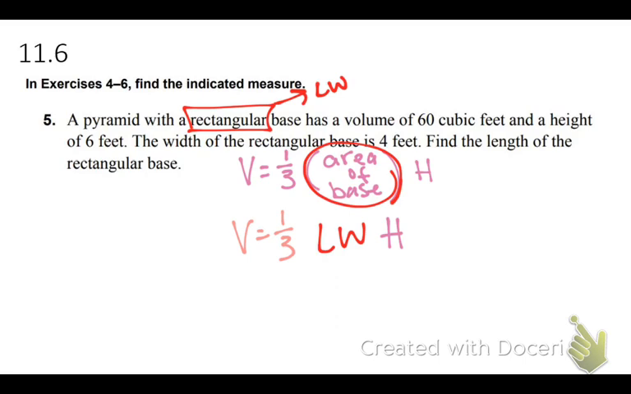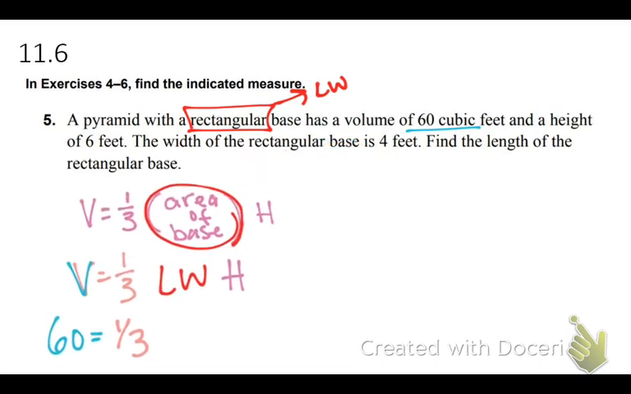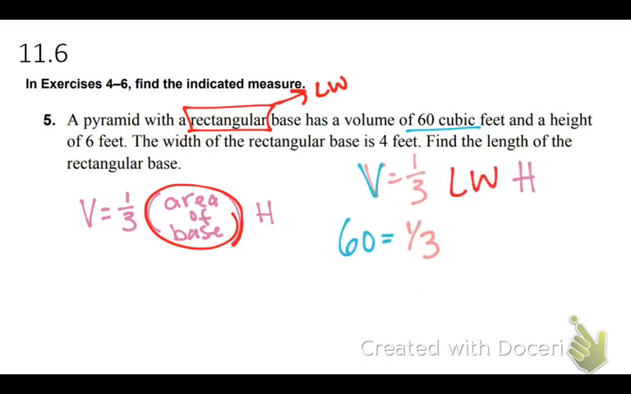We'll plug in the information we know. Do we know the volume? Yes, what is it? 60. So 60 equals 1/3. All right, what is the length? We don't know. So we're going to write L. What's the width? 4. So the width is 4. And then the height of the entire pyramid is 6. So a height of 6.